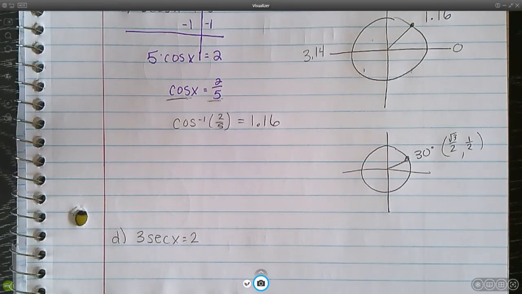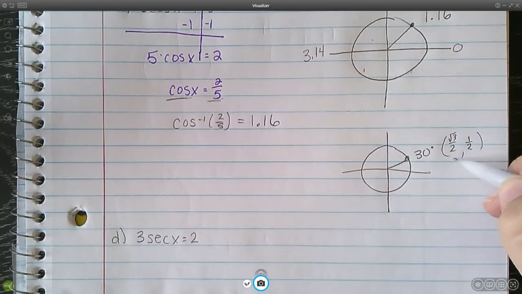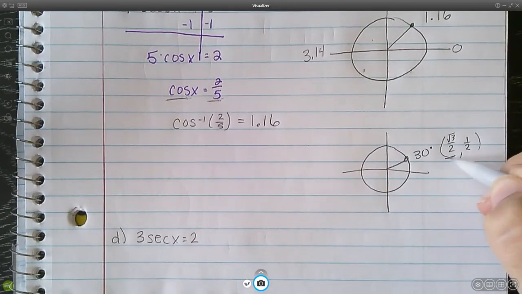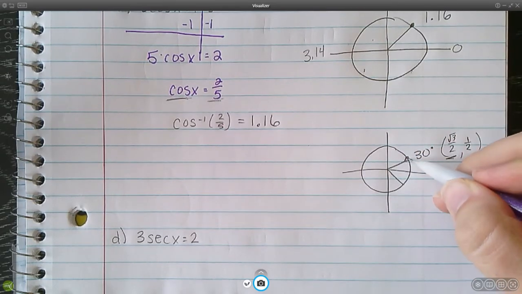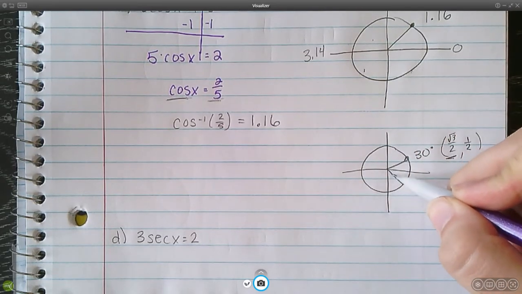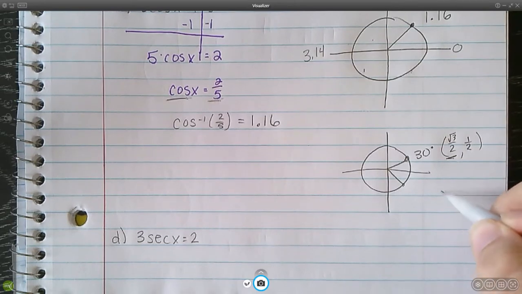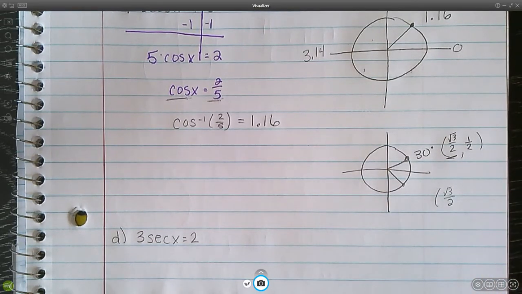So square root of 3 over 2, comma, 1/2. We're talking about the cosine value, so this cosine value is x. Where is the other x value? Well, it's down here. We're actually just taking this and reflecting it down here. So this is where the other positive square root of 3 over 2 would be.